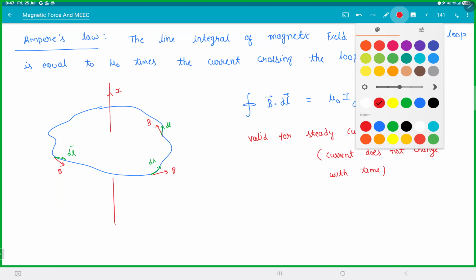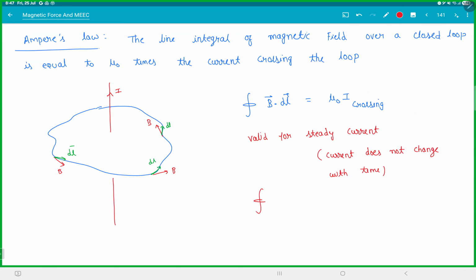And I hope you know the meaning of this integral symbol. The meaning of this integral is a closed integral, means you're integrating over a closed loop. In Gauss law, it was integration over a closed surface. So that circle indicates you're integrating over a loop. We will try to prove this. But again, this was initially derived experimentally this way.